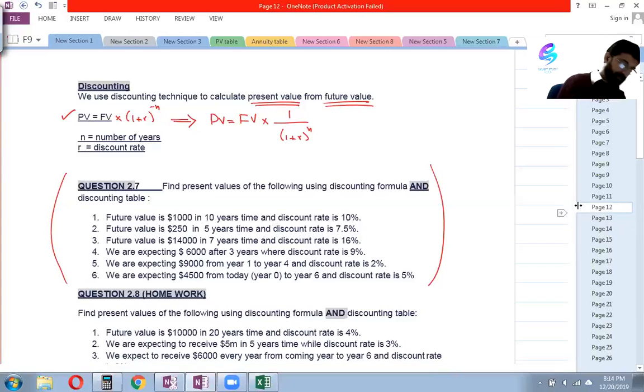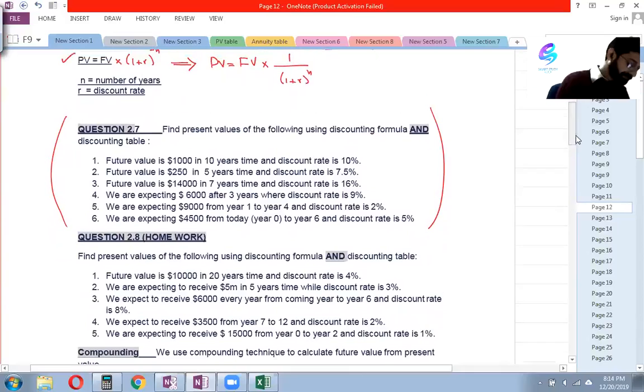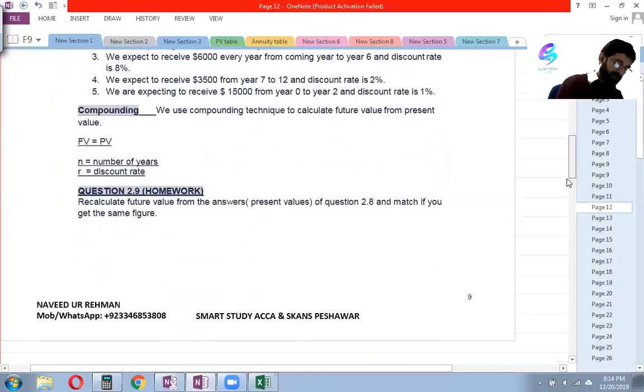So we have question 2.7. I'll do a couple of them, then you'll do a couple of them, and the rest of them will be your homework. So the future value is 10,000 in 10 years' time and the discount rate is 10%. After 10 years, if the future value is 1,000, then what is the present value? We have to find the present value, so we are actually doing discounting.